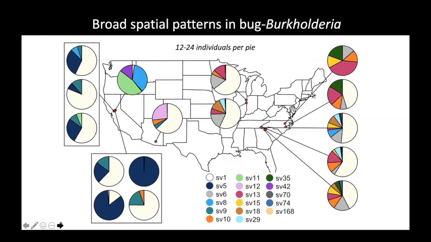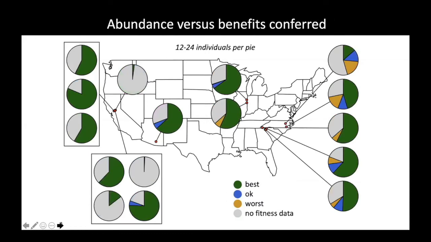So where are these Burkholderia distributed in wild populations of the insect? This is the same map that I showed you before, but I'm going to recolor the pies according to the benefits that the bacteria provided to the insects in the lab. So first, there are a lot of Burkholderia strains that we just don't have any data for, so those are colored in gray. But then when we look at the best strains, which I've just colored both of them in green, they, as you might expect, are really abundant in most populations of the bugs. But we do see some of the less good strains, those blue and yellow ones, in some populations of the bug.